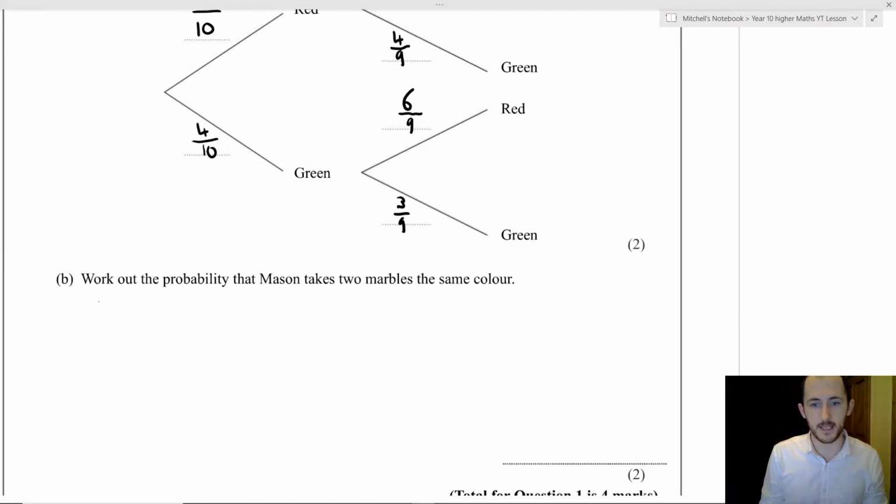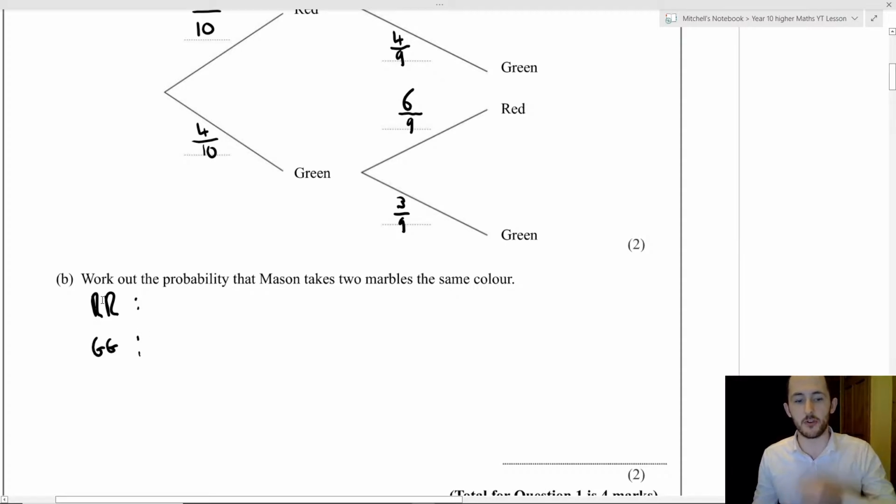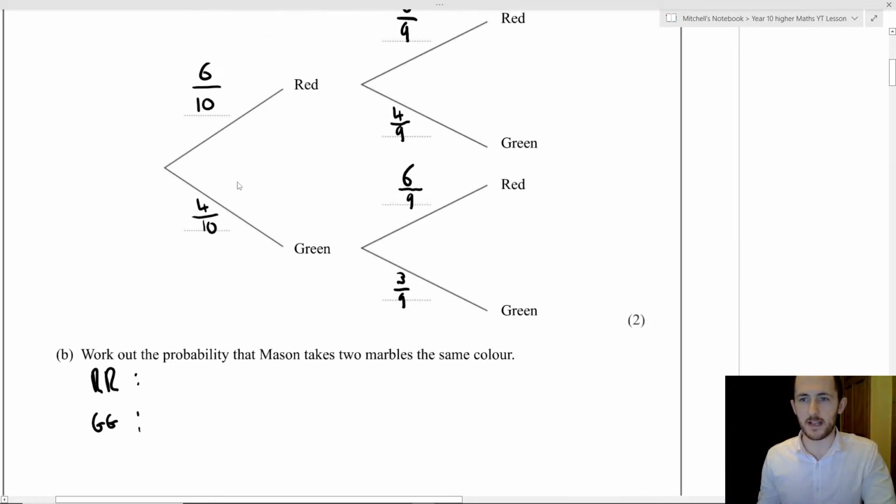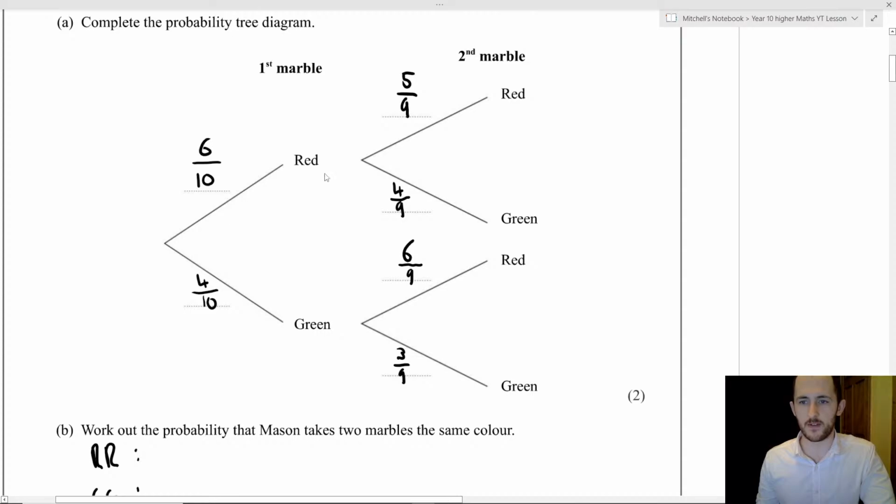So in this case, he can either take out a red followed by a red, or a green followed by a green. Now it might seem fairly obvious in this question, but in some questions it can get a bit tricky. Make sure you eliminate every possible way of fulfilling this condition. Okay, so red and a red, what we're going to do is read along this probability tree. So he picks a red, then another red.